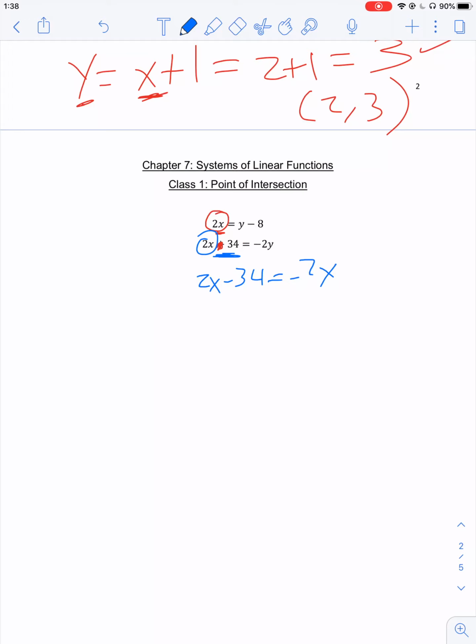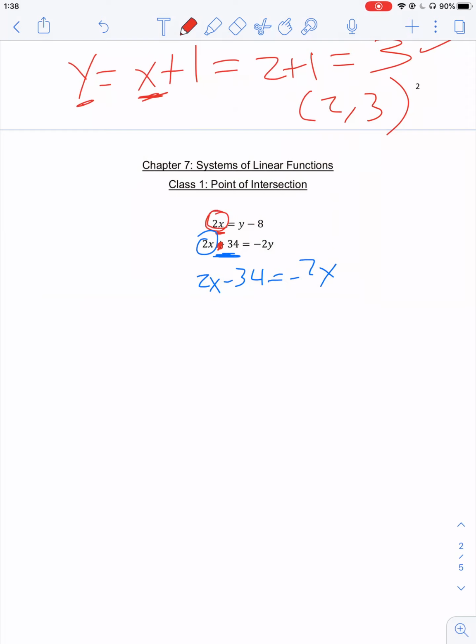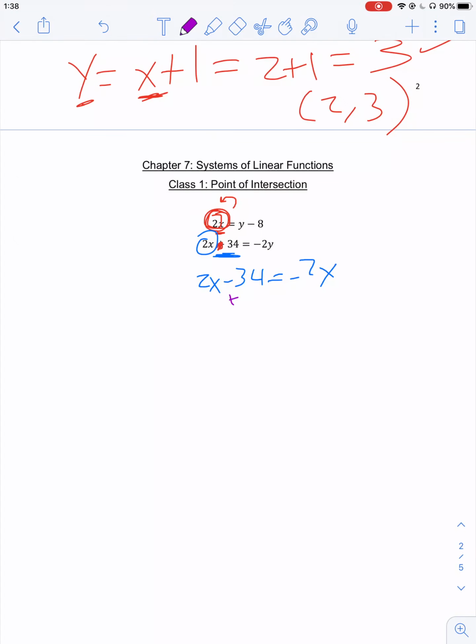When you compare something, you have to have the same thing on one side of your equation. As you can see in your first equation, on the left-hand side, you only have 2x. So I can compare 2x with 2x only, not 2x minus 34. So let's modify this equation. Let's do plus 34 on both sides.